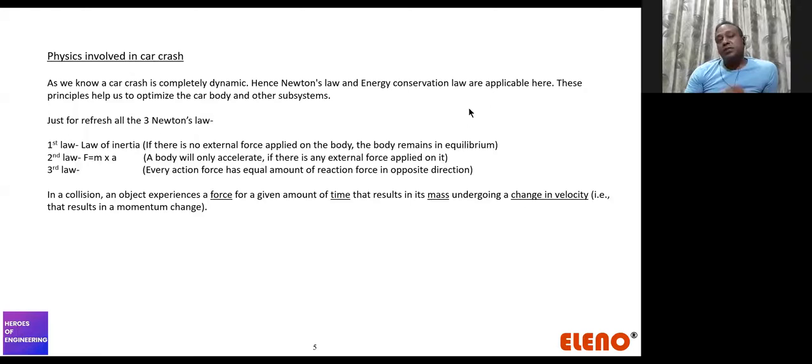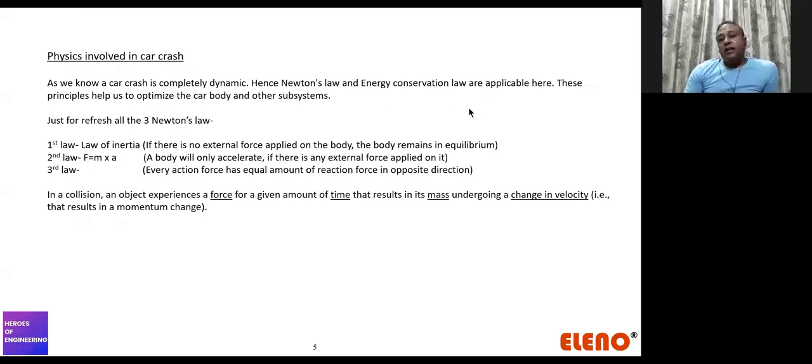For example, if you are working on a subsystem like the seat system, or on sub-assemblies like the instrument panel or door panel, everything in the car, you are working on a subsystem, but in the end it comes under dynamic behavior. Why? Because it will be fitted in the car, and the car is going to crash in testing. So it is completely a dynamic test, not a static test.